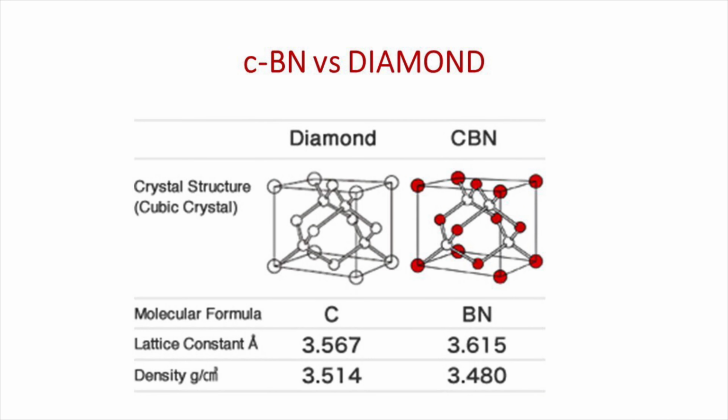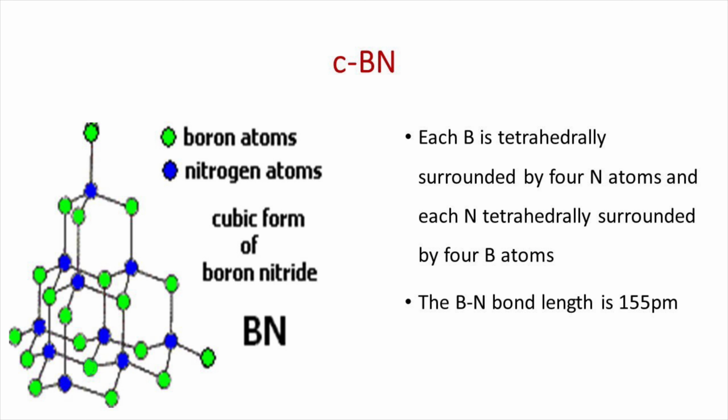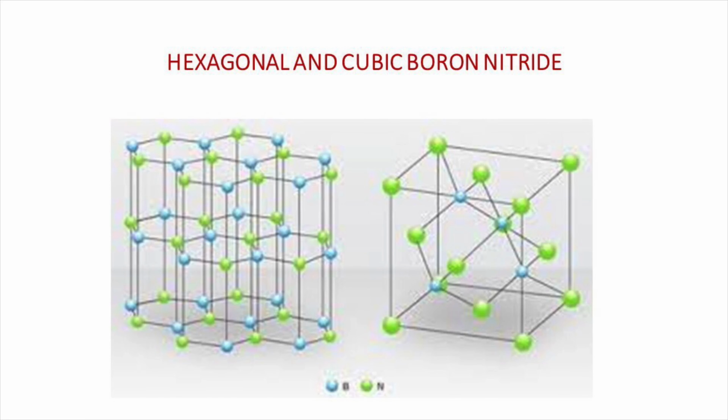The crystal lattice structure of cubic boron nitride is similar to that of diamond. Here, each boron is tetrahedrally surrounded by 4 nitrogen atoms and each nitrogen atom is tetrahedrally surrounded by 4 boron atoms. The boron-nitrogen bond length is 155 picometer, which is very close to the C-C bond length in diamond. This is the structure of hexagonal and cubic boron nitride.